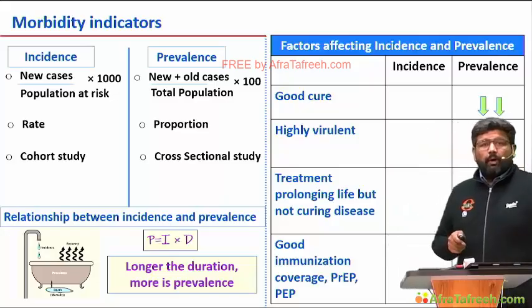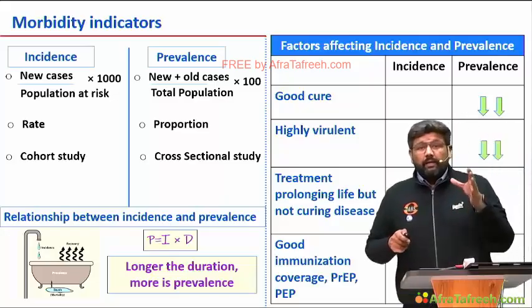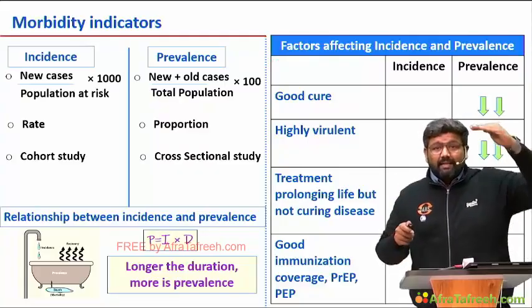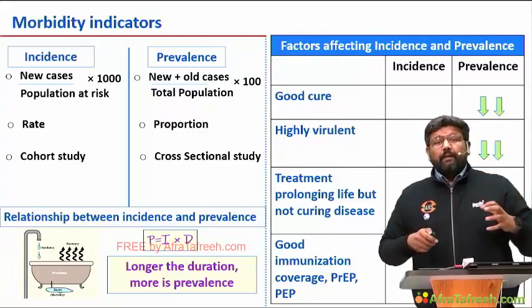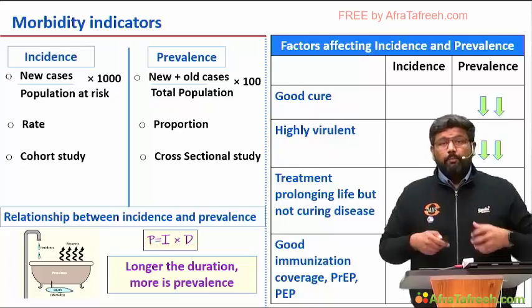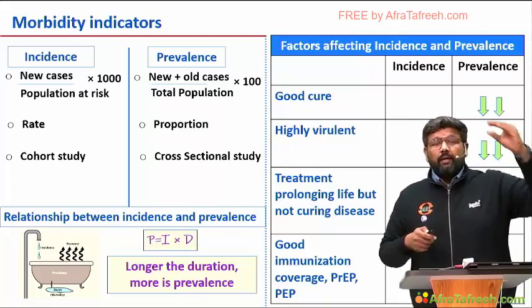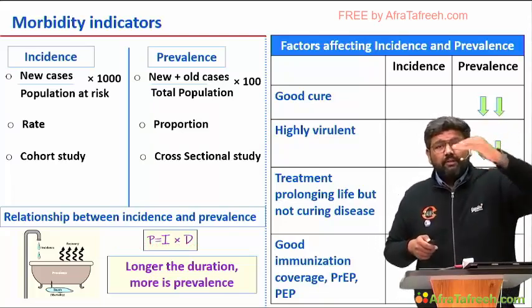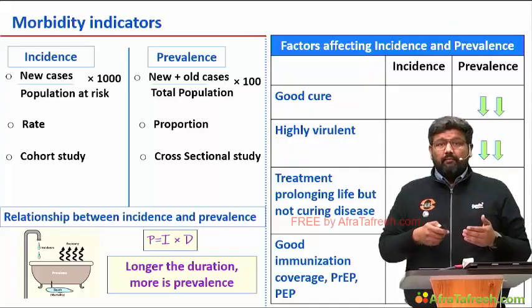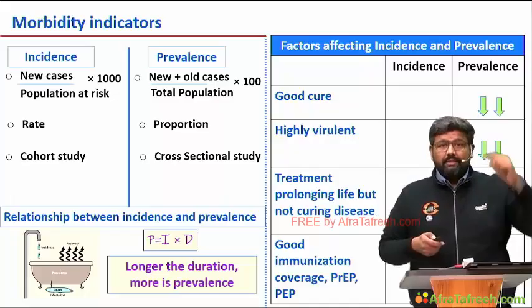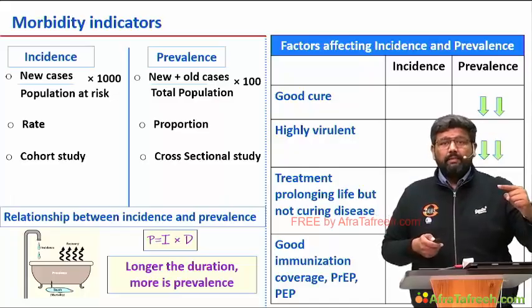Now coming to highly virulent. There is a disease which is highly virulent. More deaths means less duration, right? If a disease is highly virulent, more people are dying. Duration of stay of that patient in the community is less because it is highly virulent. Within 2-3 months, the patient will be dead. Duration is less. So it is going to decrease the prevalence.